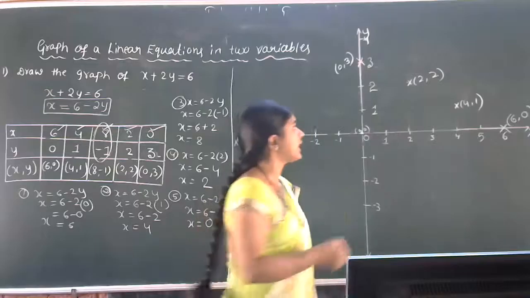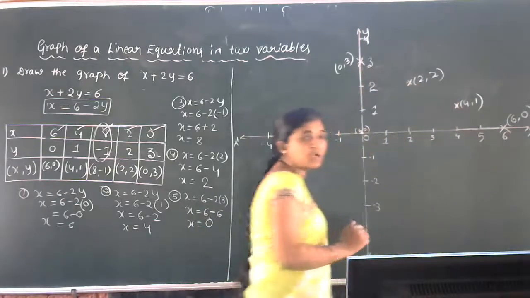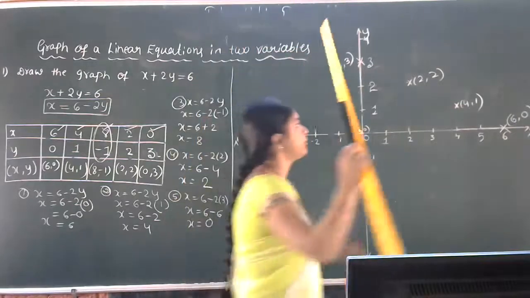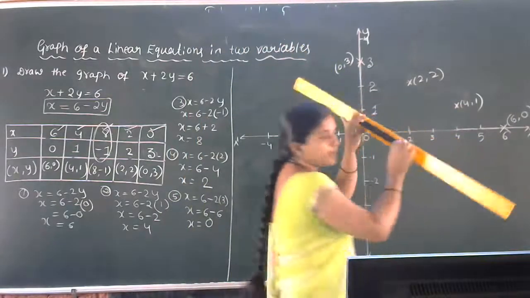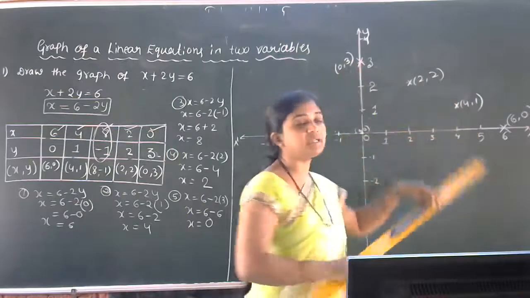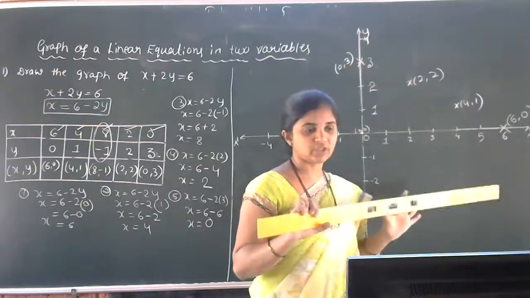So now we have located the 4 points on the graph paper. Now what we have to do? We have to join all the 4 points. If all the 4 points lie on a straight line, then we can take that the 4 points are exactly the solutions of the linear equation in two variables.